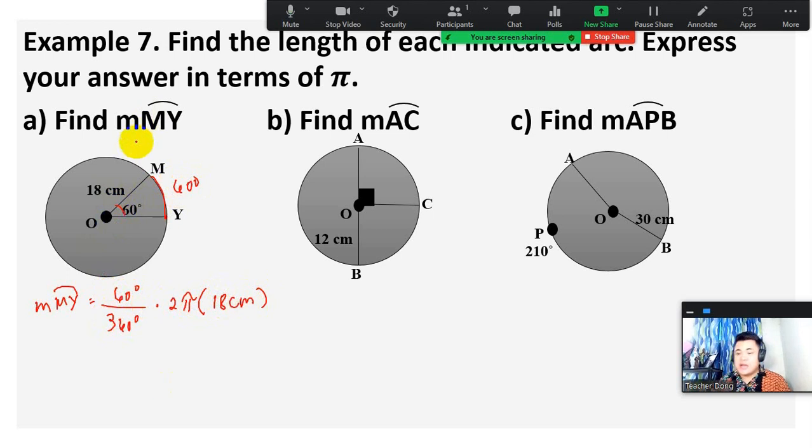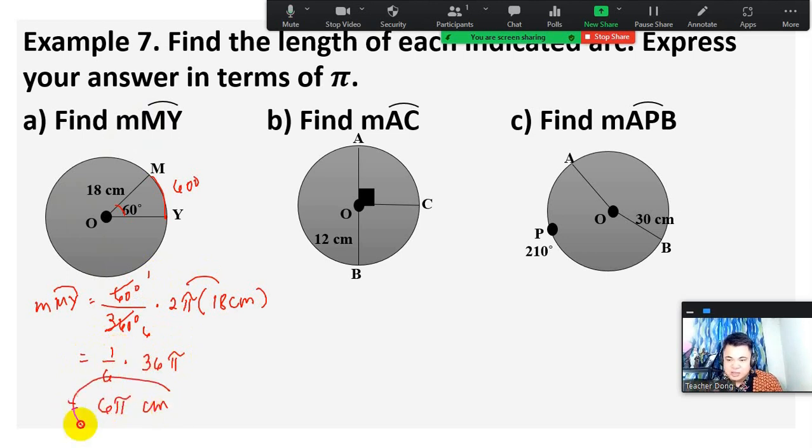First, if you have your calculator, simplify the fraction 60 degrees over 360 degrees. The GCF here is 60 degrees. Divide both by 60 degrees. This is 1, this is 6. So it's 1 over 6 times 2 times 18, which is 36 pi. Then multiply 36 times 1 divided by 6, which is 6 pi centimeters. That is the arc length of arc MY.